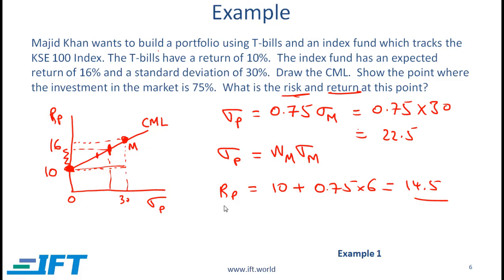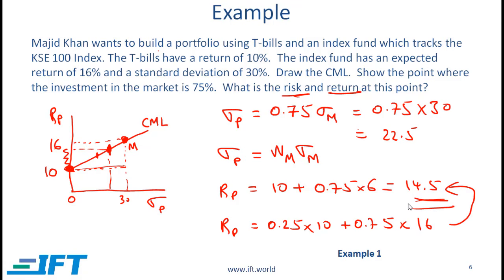In terms of a formula for the return, we can say that the return is a weighted average of our two assets. The two assets here are the risk-free asset and the market. If we look at the weight of the risk-free asset, that is 0.25. You can multiply that with the 10%, which is the return on the risk-free asset, plus 0.75 into 16, which is the return on the market, and this will also give you the same answer.